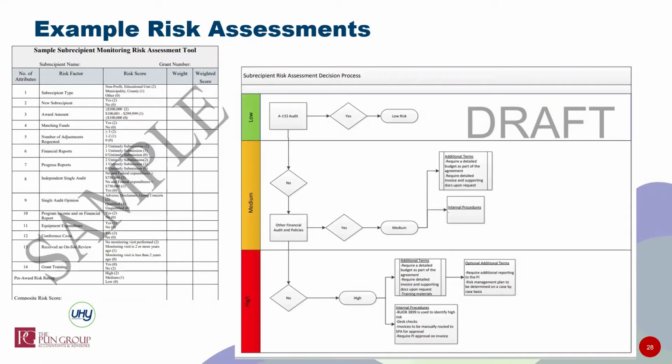Now, here's another example, sub-recipient monitoring, and this one uses a risk score and a weight. We talked about weighting, and you can see they go through the type, whether they're new, how much the award was, if there was matching, how many times they requested adjustments to their budget during the year, financial reports timely or untimely, progress reports timely or untimely, single audit, whether it's been qualified, and then whether they have program income, any kind of conference costs, equipment, etc., and grant training.